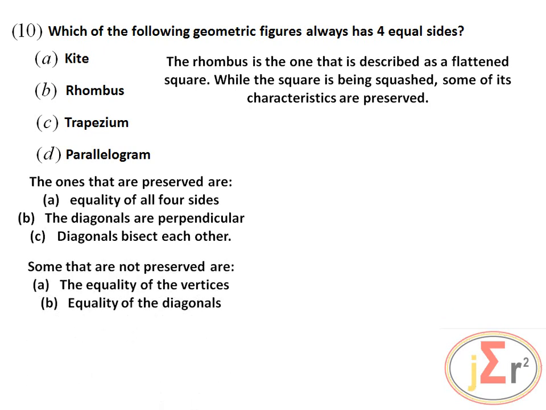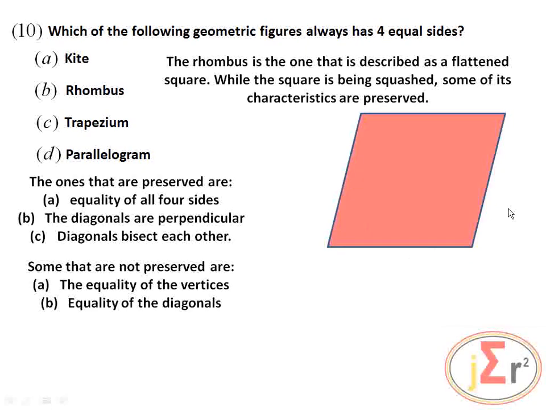Some of the characteristics of the square that are not preserved when we squeeze it down are the equality of the vertices. The vertices are not equal. And the equality of the diagonals. The diagonals also are not equal in length when we squeeze it down. And this is what it looks like. So that is your first representation of a rhombus.